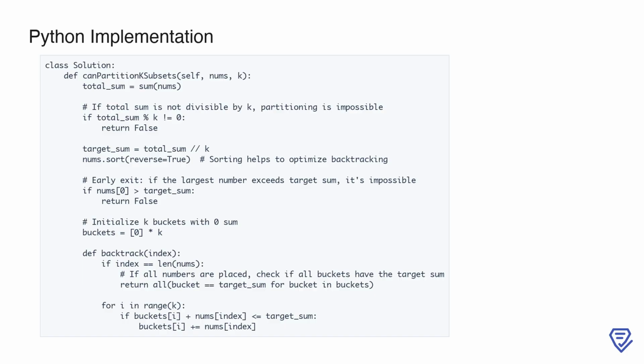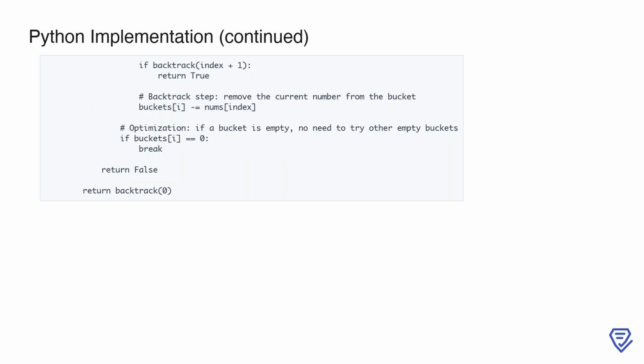The base case checks if all numbers have been placed, and if so, verifies whether each bucket has reached the target sum. Within the backtrack function, we iterate through each bucket to try placing the current number, nums[index]. If adding this number to a bucket does not exceed the target sum, we temporarily place it in the bucket and proceed to the next index by calling backtrack recursively. If the recursive call returns true, it means we've found a valid partition, so we return true. If not, we backtrack by removing the number from the bucket, effectively undoing the last action.